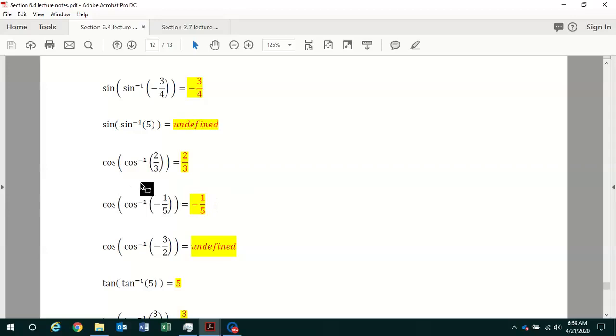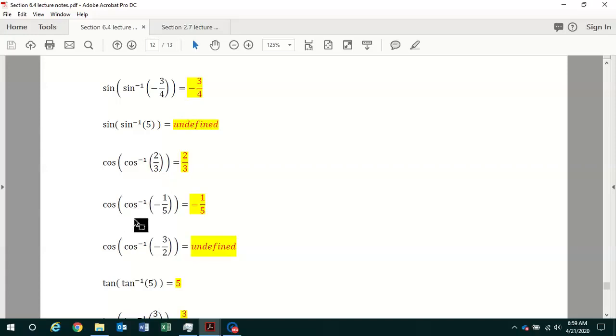Next, we have the cosine of the inverse cosine of 2/3. Well, the domain of the inverse cosine function are the numbers from -1 to +1. 2/3 is between -1 and +1. So this composition is just equal to 2/3. Cosine and inverse cosine cancel in the composition.